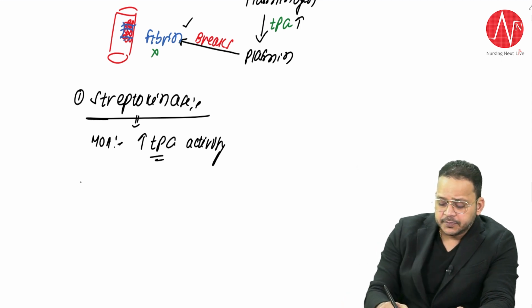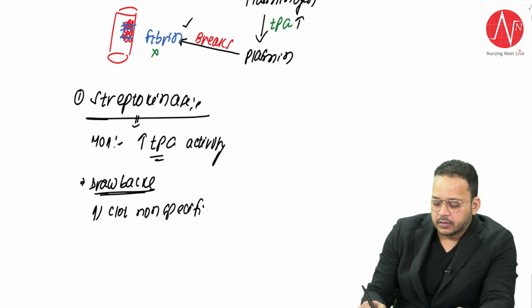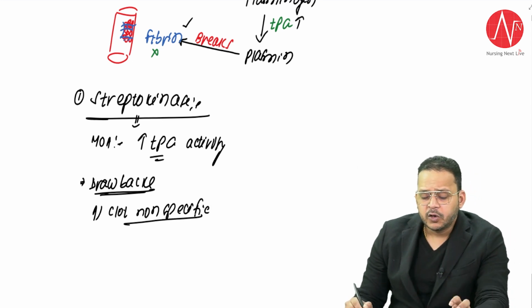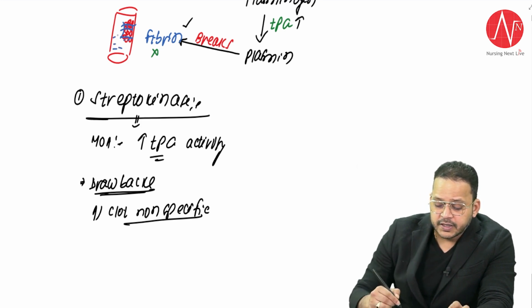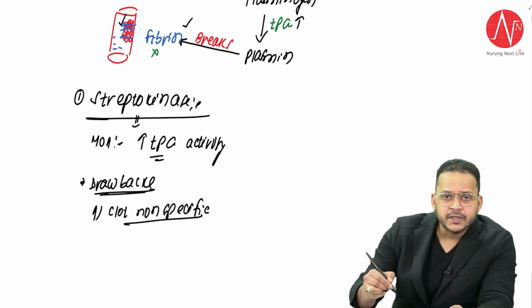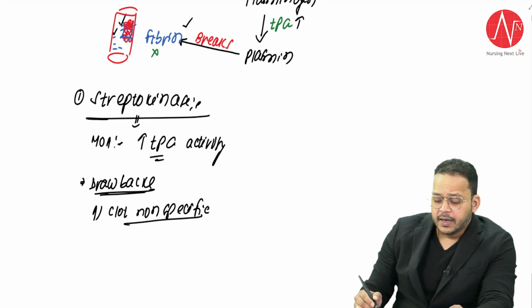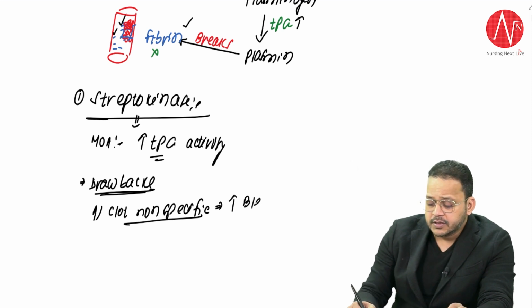Now, streptokinase has some drawbacks. Number one, it is a clot non-specific drug, which means what? It will break down fibrin. See, fibrin is present in the clot. Fibrin is also present in the blood. It is non-specific, meaning it will break down fibrin present in the clot as well as that present in the plasma, because of which it is called clot non-specific, and that is why it has an increased risk of bleeding.